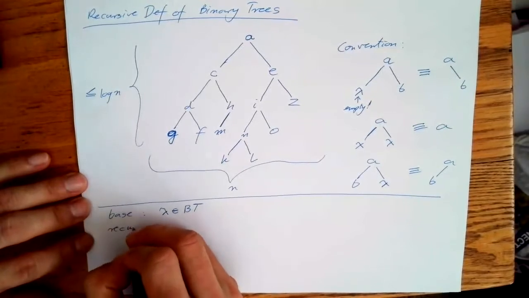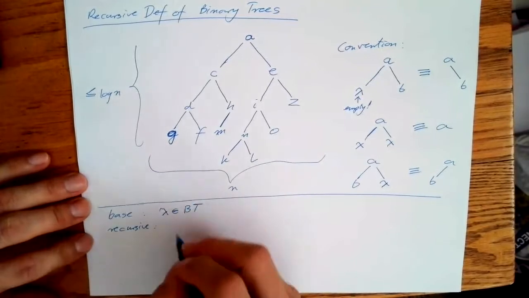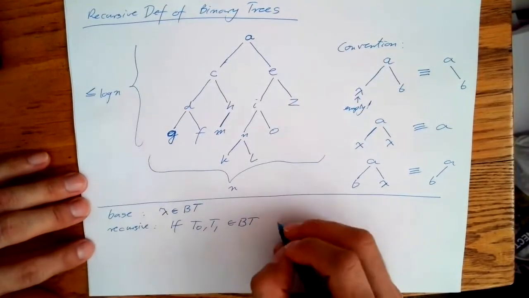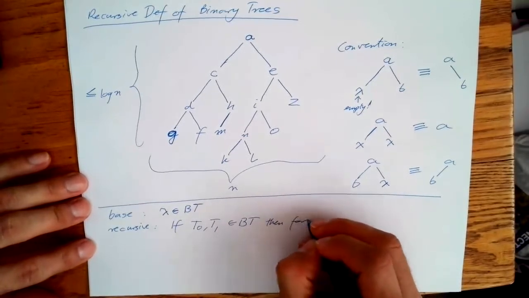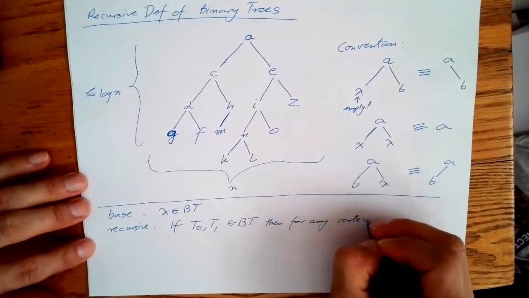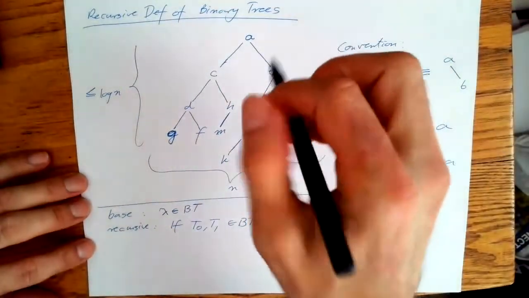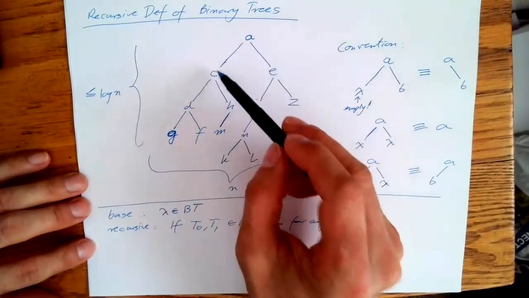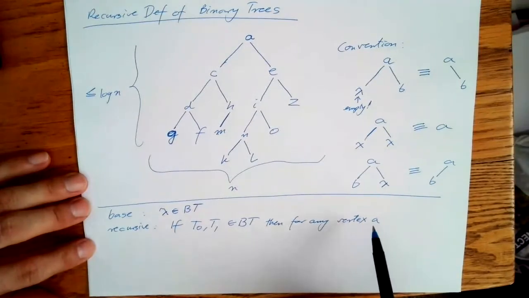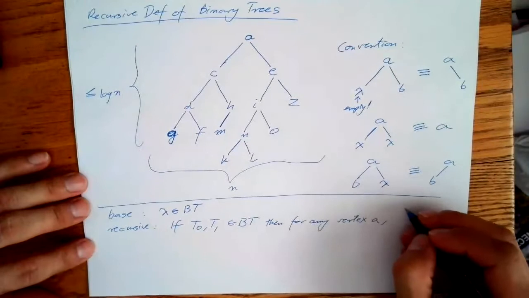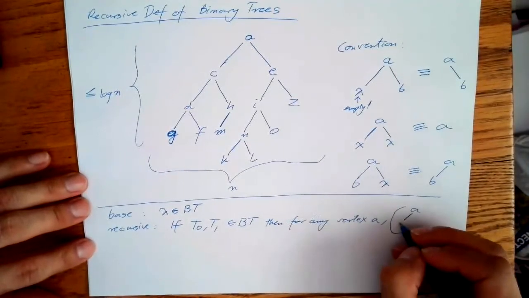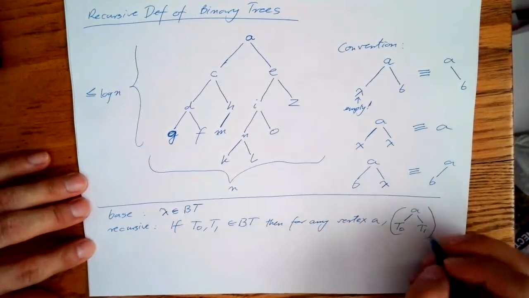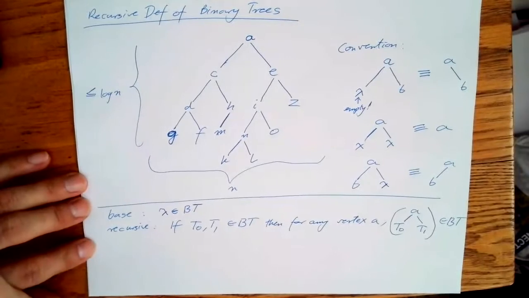And a recursive rule: if T0 and T1 are two binary trees, then for any vertex A, and A here is a variable. It can be E, C, D, H. Here, these letters represent constants, while here it is a variable. Then for any vertex A, the following thing is a binary tree. I take A and I give T0 as a left child to A, and I give T1 as a right child to A, and this object will be a binary tree.